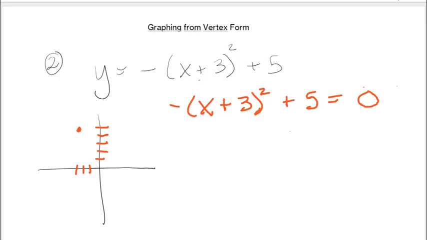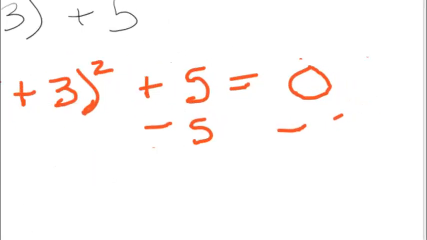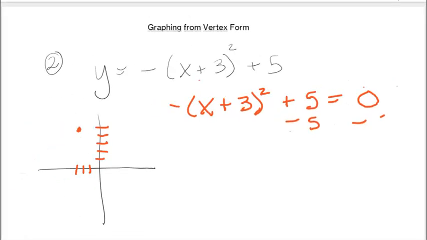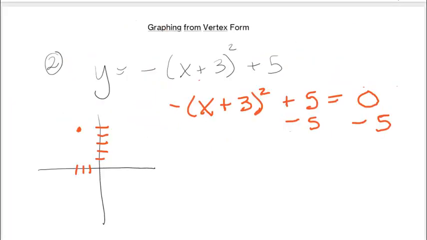I'm going to subtract 5. Remember, we want to do the opposite. Then I'm going to divide by this negative to get rid of that. So I will have x plus 3 squared equals 5. So I had a negative 5, but I divided by negative 1, so that made it positive.